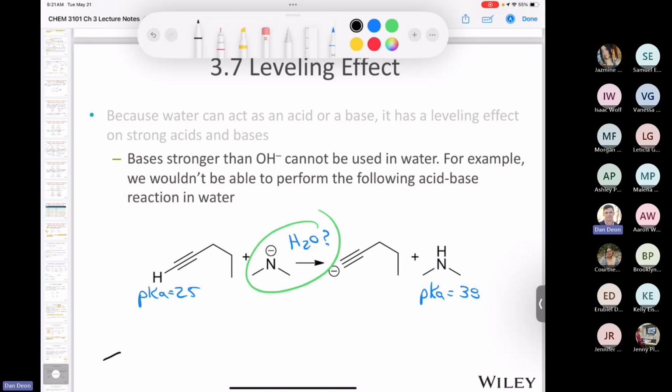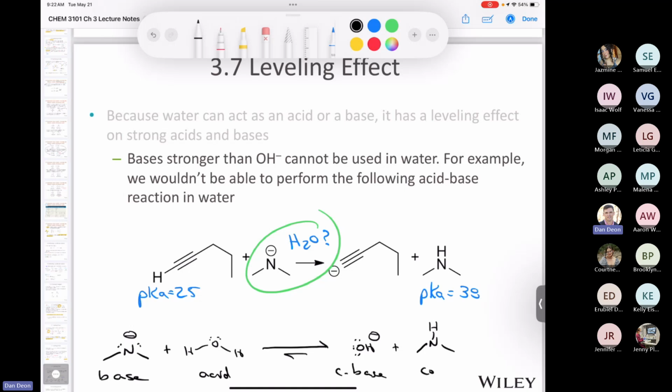Okay, if we write out the amide ion, which is negatively charged, plus water, what's going to happen is it's going to rip a proton off the water to give you a hydroxide ion plus an amine. So this is our base, this is our acid, this is our conjugate base, and this is our conjugate acid, like this.